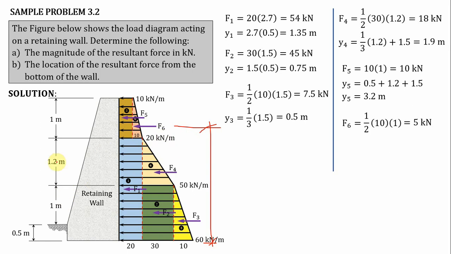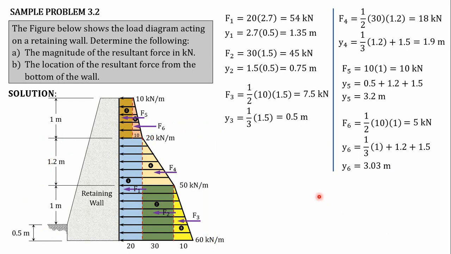Okay, this is 2.7. From this point to that point, that is 2.7 meter. And yung height ng triangle class, that is 1 meter. And ito yung height na yan, that is 1/3 of 1 meter. So 1/3 times height times 1 meter plus 2.7. So y6 natin is 1/3 times 1 plus 1.2 plus 1.5, and that is equivalent to 3.03 meter.